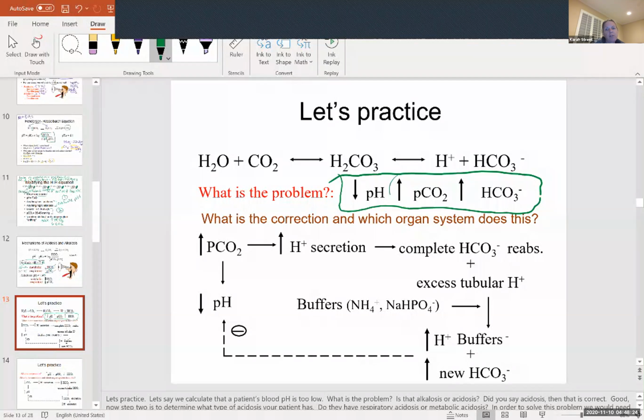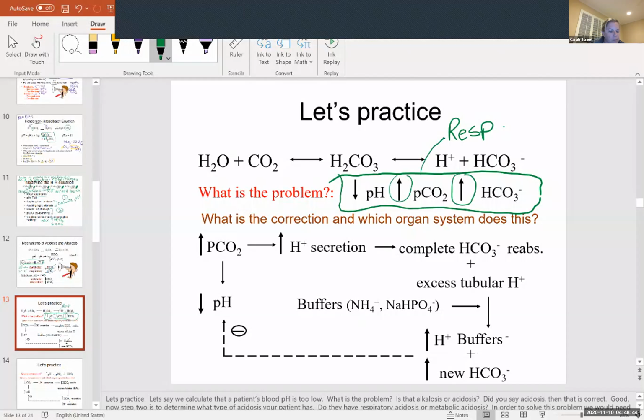And now I look at my patient values and everything is too much. Only one fits. Too much acid. There we go. And if acid is the problem, it's a respiratory issue.